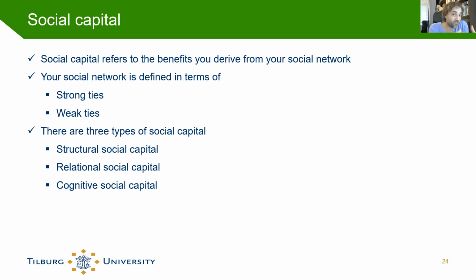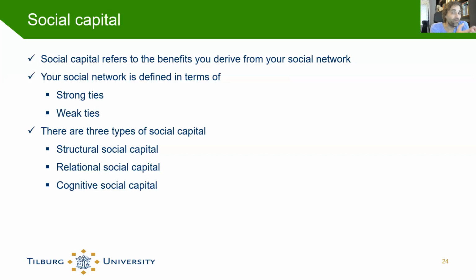So in order to make sure that the technology is actually used, you have to make sure that the social process is in order. And you can do that by stimulating social capital. And social capital is the benefits you derive from your social network. So economic capital is the money you have, the land you own, but the social capital is the people you know and what you can get from those people.